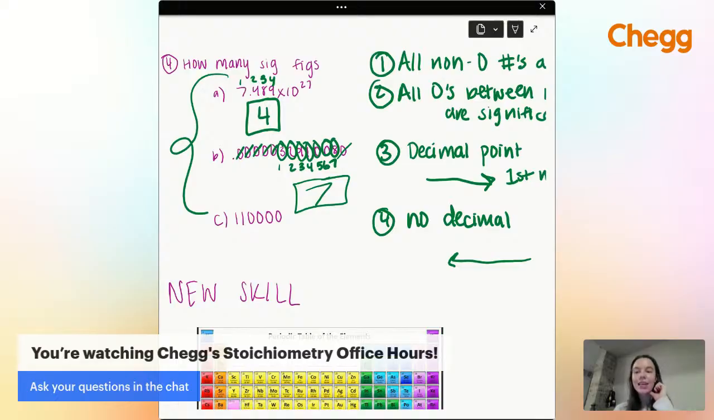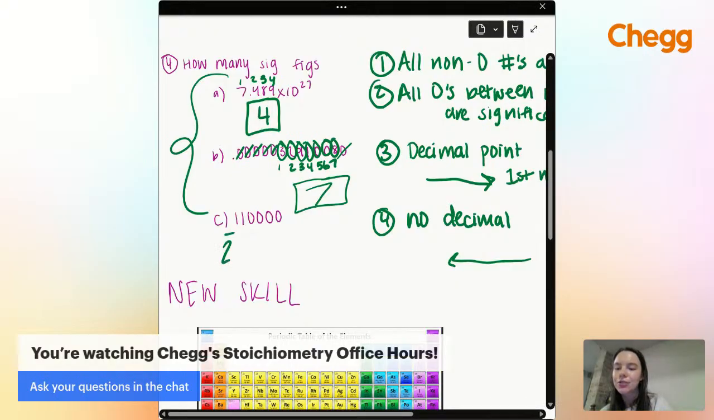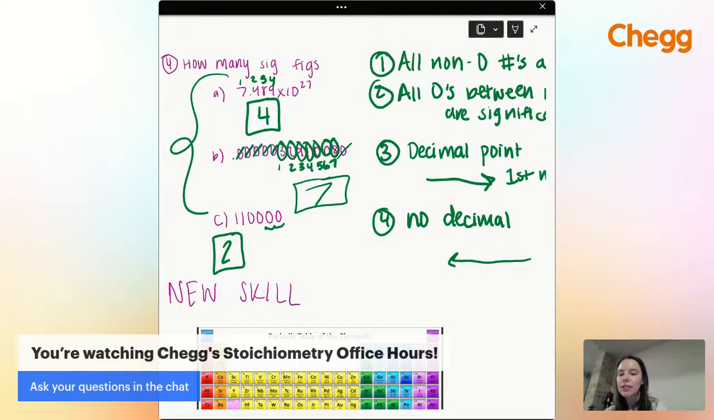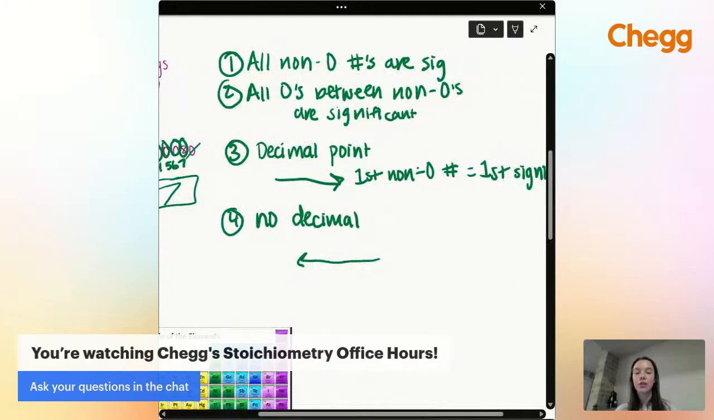All right. If you said 2, so I see a 2 from Century on TikTok. You are absolutely correct. 2 is great. So we would start at the right and we'd go left. We count out all of these because they're zeros, but then we hit a non-zero here and here. So that would give us 2. And so hopefully that makes more sense as far as sig figs. If you still have questions, let me know in the chat and I can go over more.